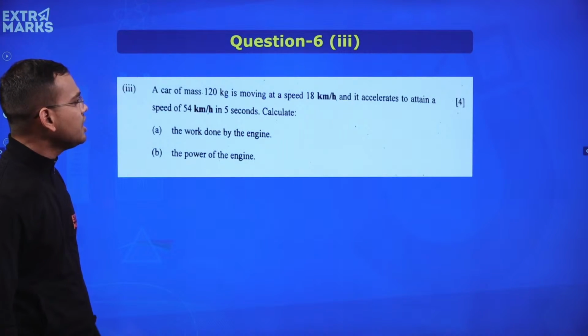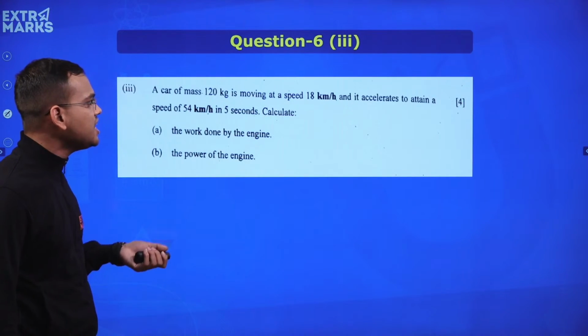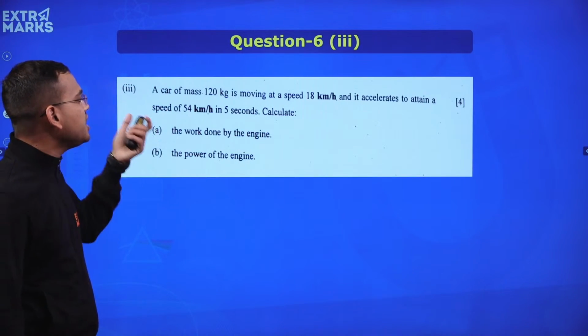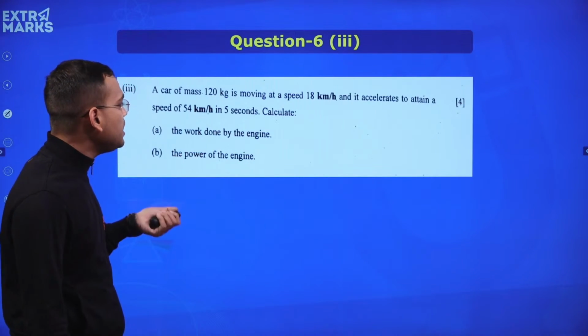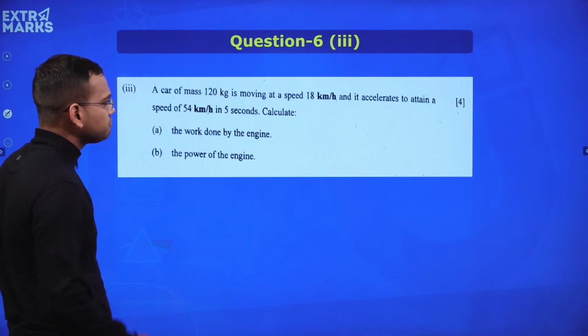Okay. Now this is the next question, which is a very easy question. A car of mass 120 kg is moving at a speed of 18 km per hour and it accelerates to attain a speed of 54 km per hour in 5 seconds. Calculate the work done by the engine. We have to calculate the work done by the engine.